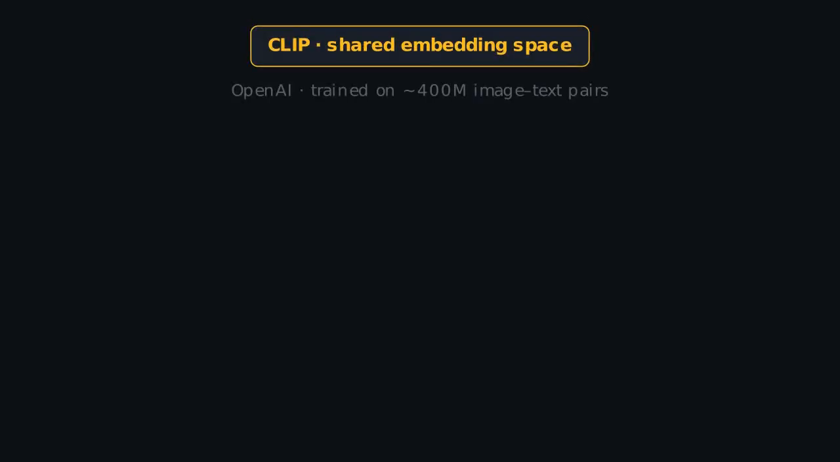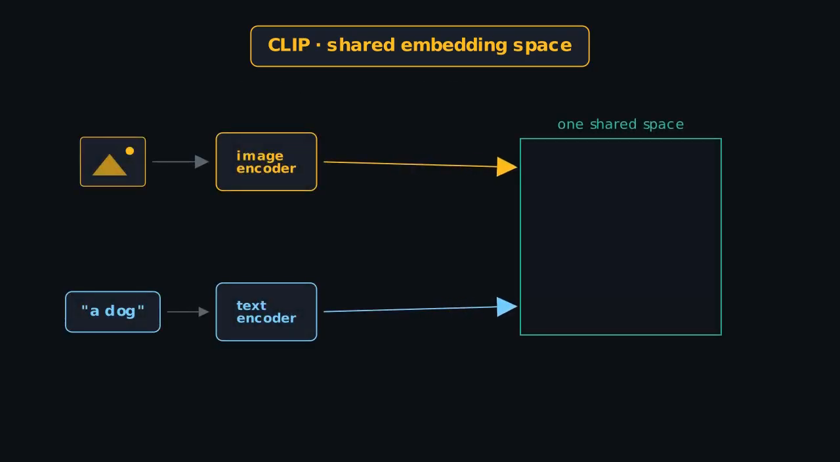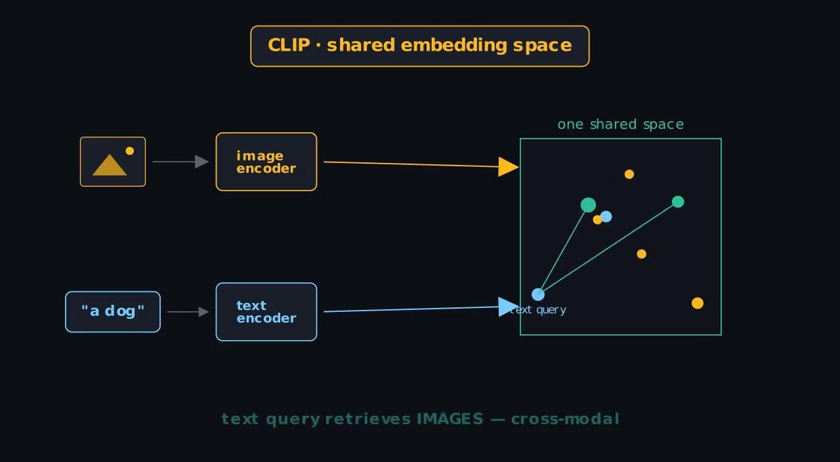The classic tool is CLIP, trained by OpenAI on hundreds of millions of image and caption pairs. CLIP has two encoders, one for images and one for text, and the whole trick is that both project into the very same vector space. During training, it pulls each image and its true caption together and pushes mismatched pairs apart. So a photo of a dog and the words "a dog" end up as neighbors. Now your text query and your images live in one space, and the same cosine search from before retrieves images directly. That is cross-modal retrieval.